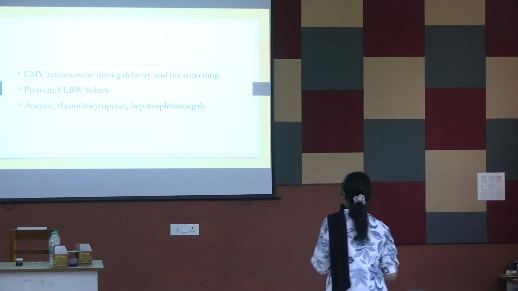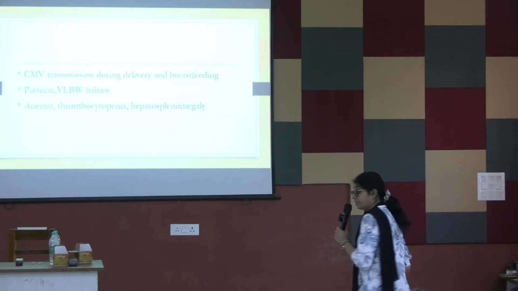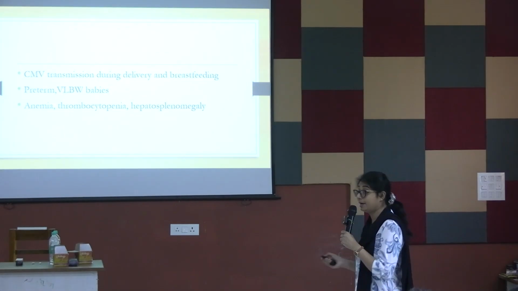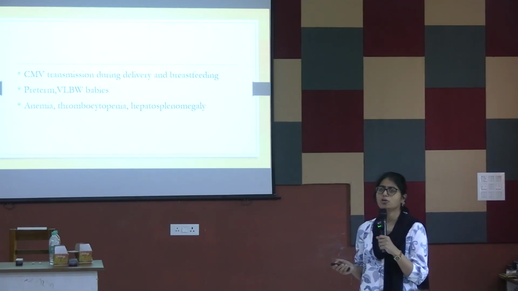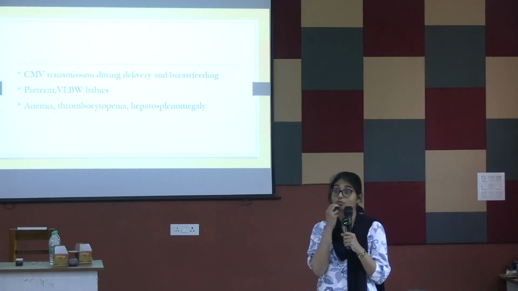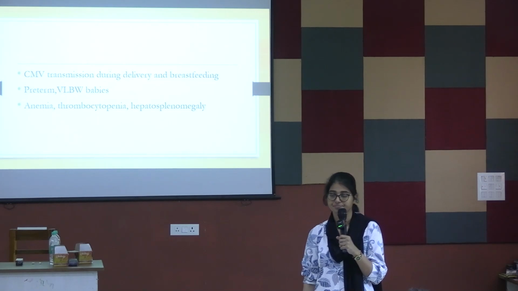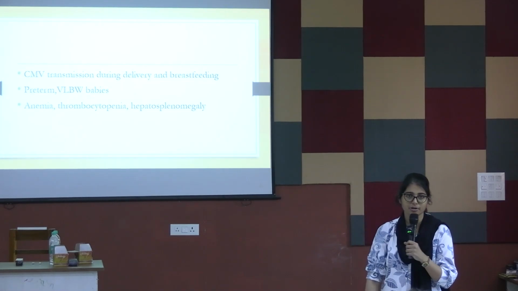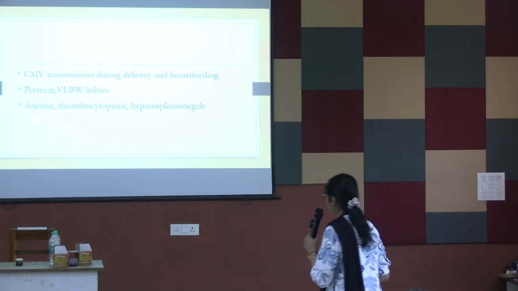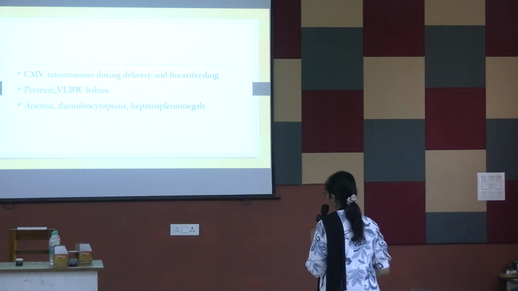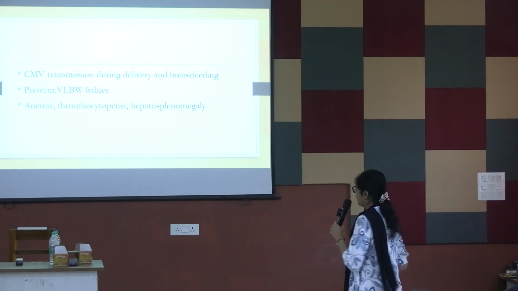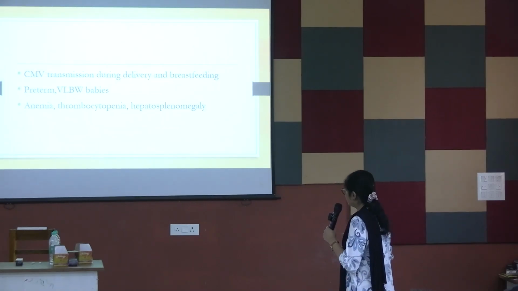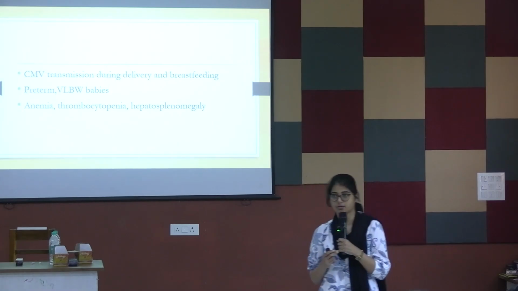So cytomegalovirus is transmitted during delivery and breastfeeding, as it is shed in breast milk. And it is more common in preterm, very low birth weight babies. Who can tell the definition of very low birth weight? Below how much is VLBW? Yes, 1.4. Then the patients can have anemia, thrombocytopenia, hepatosplenomegaly. Okay. So these are the clinical features of cytomegalovirus.